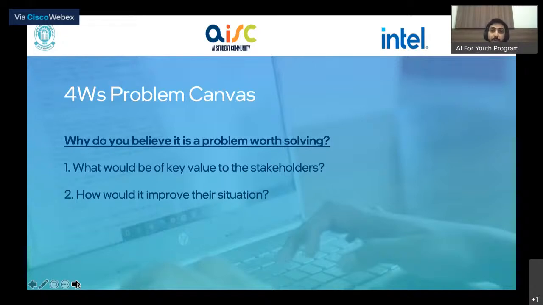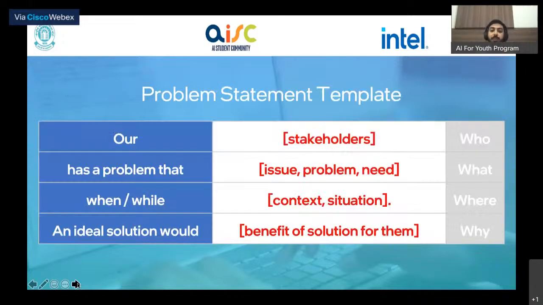Maybe what kind of model can you select to solve that particular problem? You can get a brief idea about that. So let's take a look at the problem statement now. To combine all the 4Ws into a paragraph format, which makes up your problem statement, there is a template that you can follow. We call it the problem statement template.